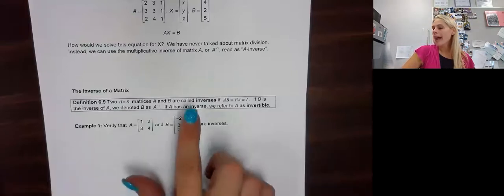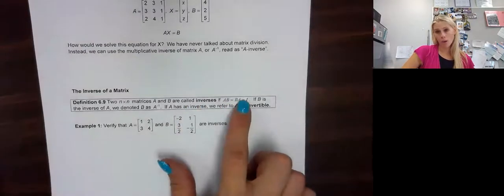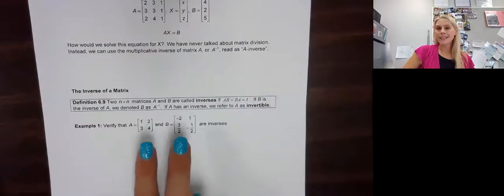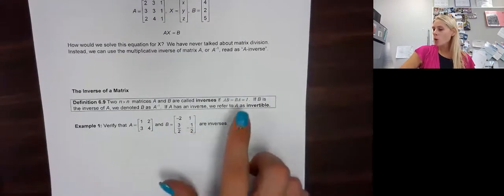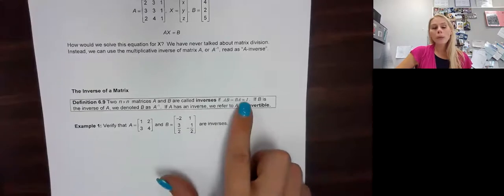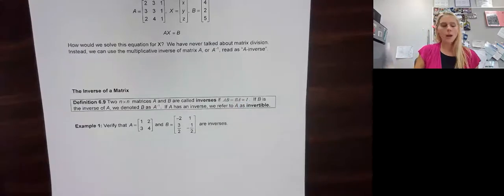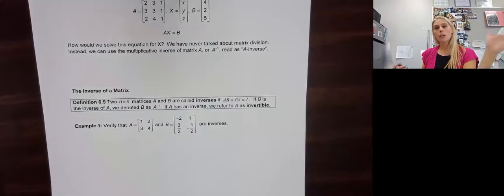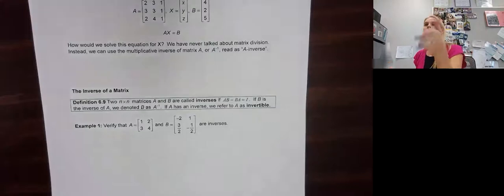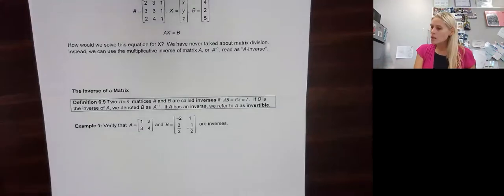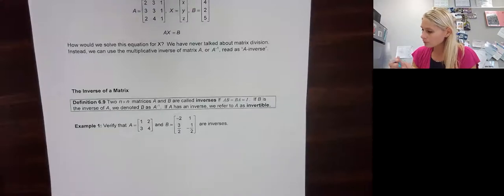Now, we have to test both. So if we are to prove that these two are inverses of each other, we have to multiply one way and multiply the other way. Why do we do that? Well, because we know that multiplication is not commutative. You cannot assume going A to B is the same as B to A. So we have to double check that. So let's do that now.